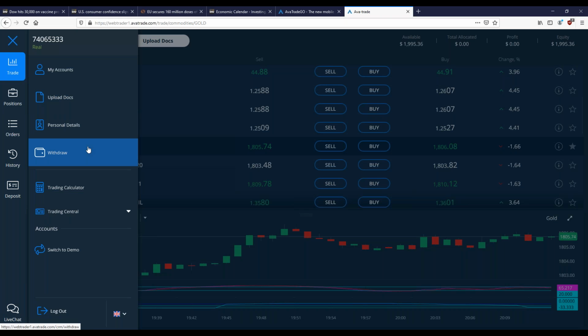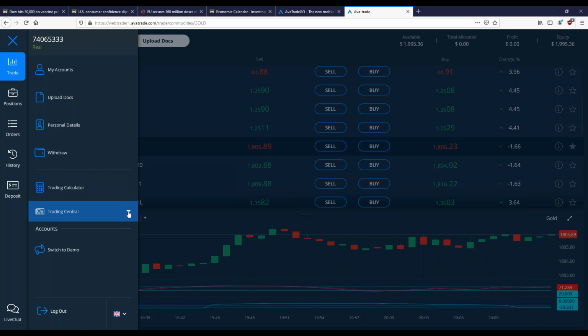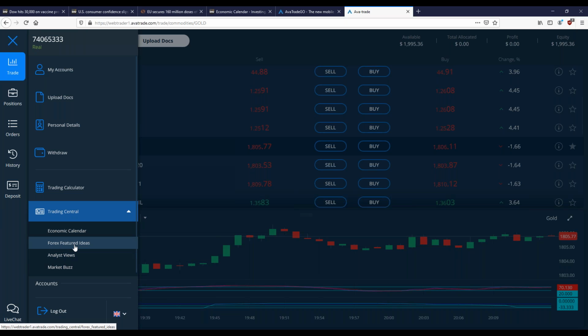If you want to see fundamental news, this platform is great. You go to Trading Central feature. It's only available on the live accounts, not the demos. The economic calendar shows on the demos, but the advanced features, these are premium features only on live accounts that it costs AvaTrade money to have this premium service added. So it's only on the live accounts, but it really is great.